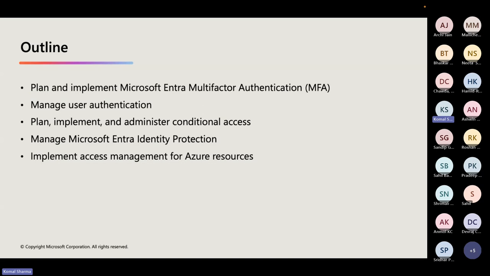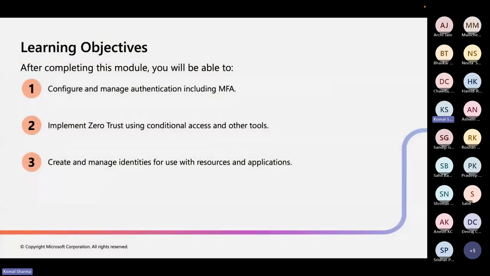Then we will be understanding about user authentication and managing the same, and how we can plan for the conditional access policies and how we can implement that. Then we are heading towards the next part, that is identity protection, where we can understand how we can create the policy for the sign-in risk and the user risk. And the last, we are going to discuss the access management for the Azure resources.